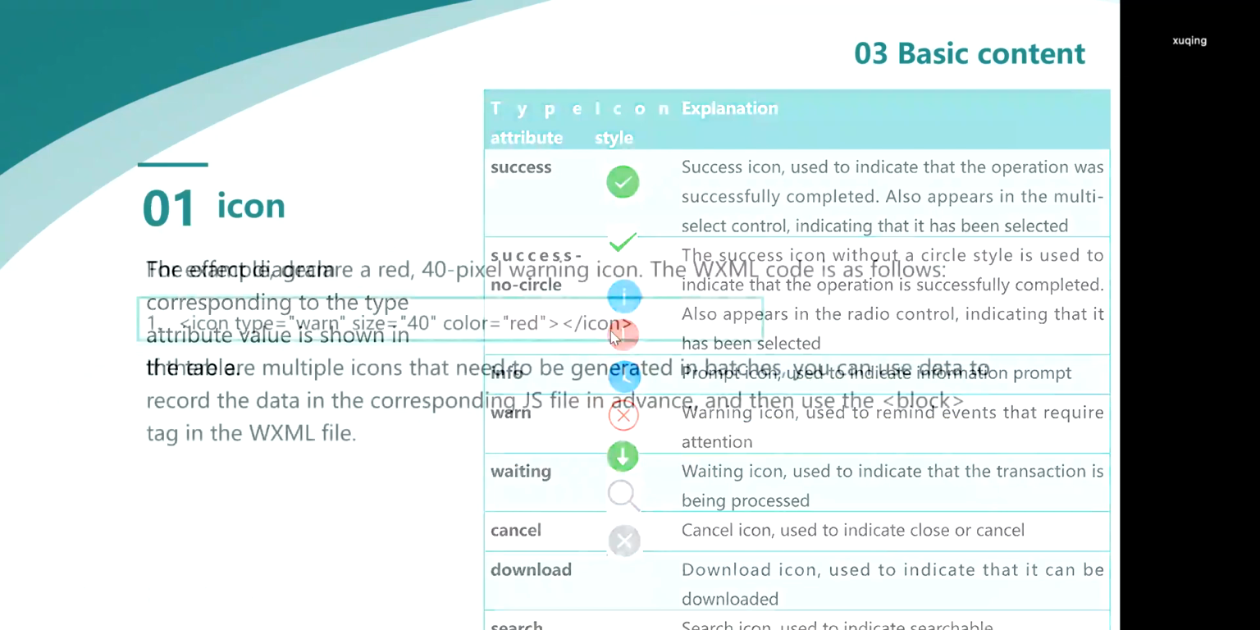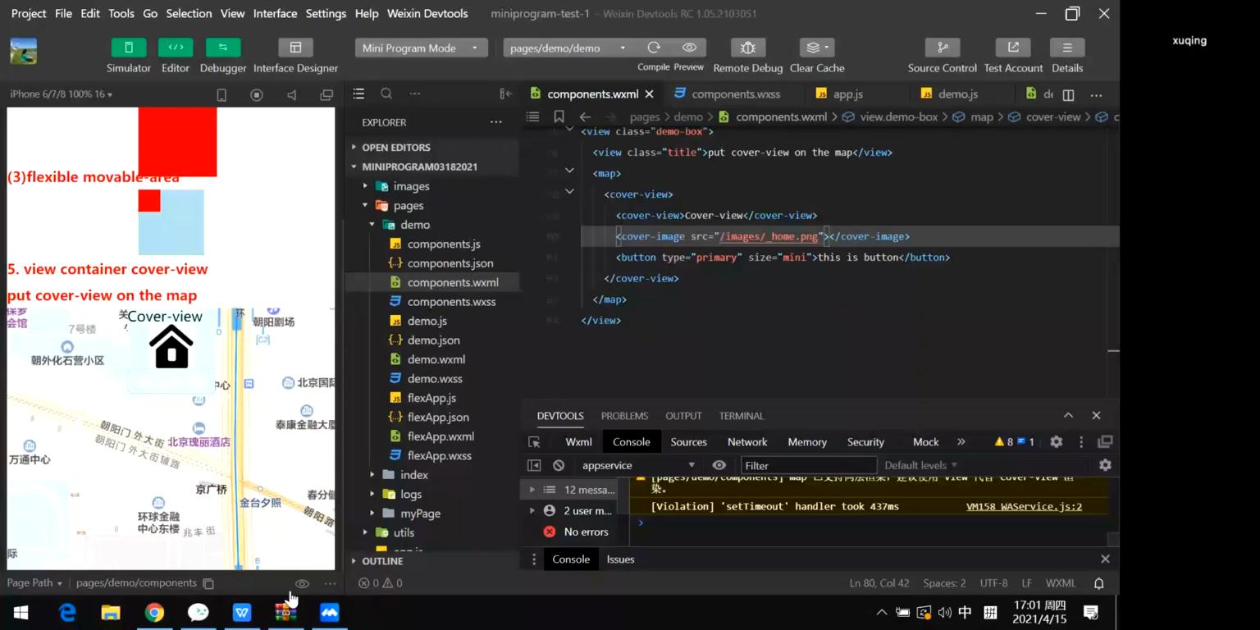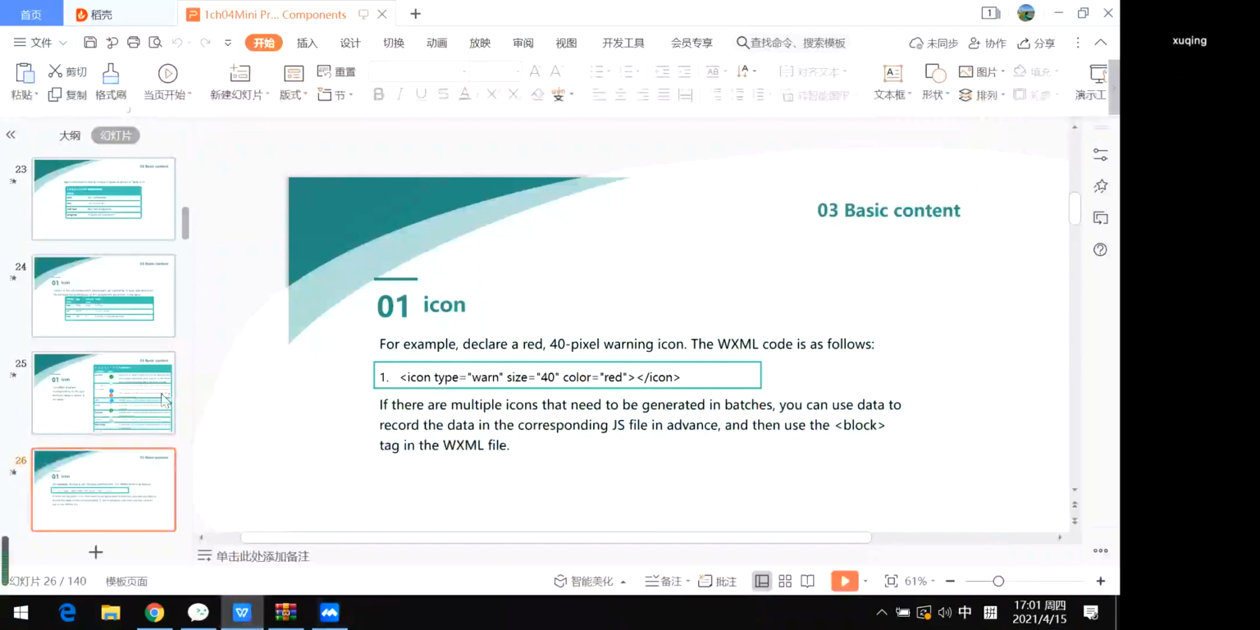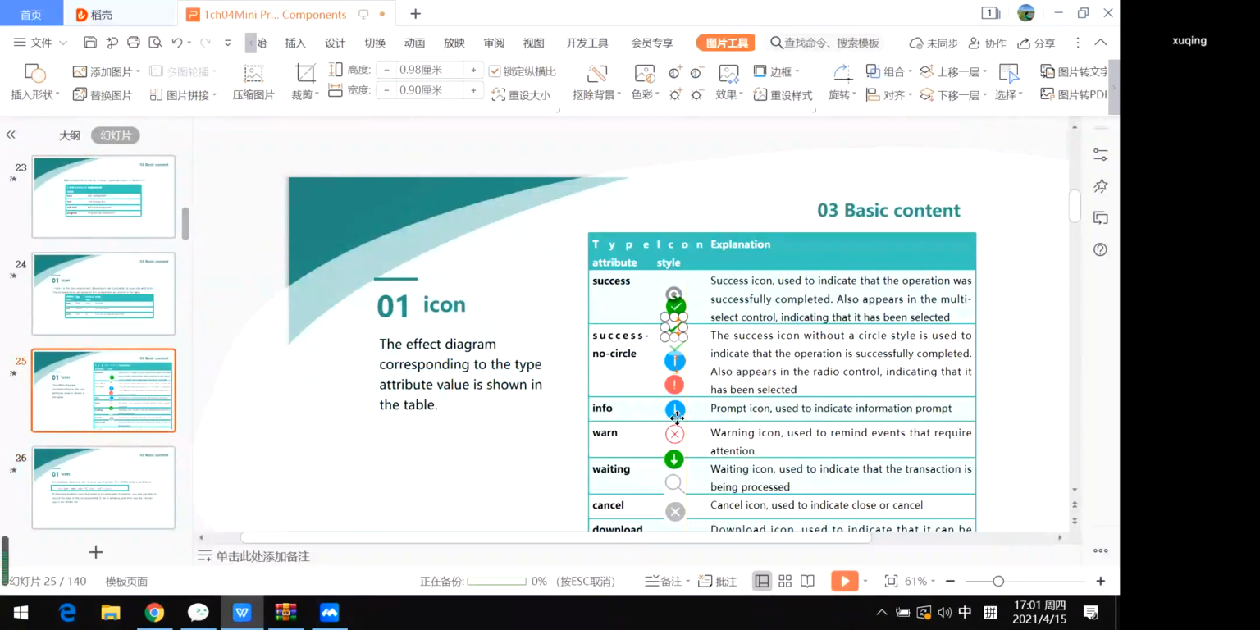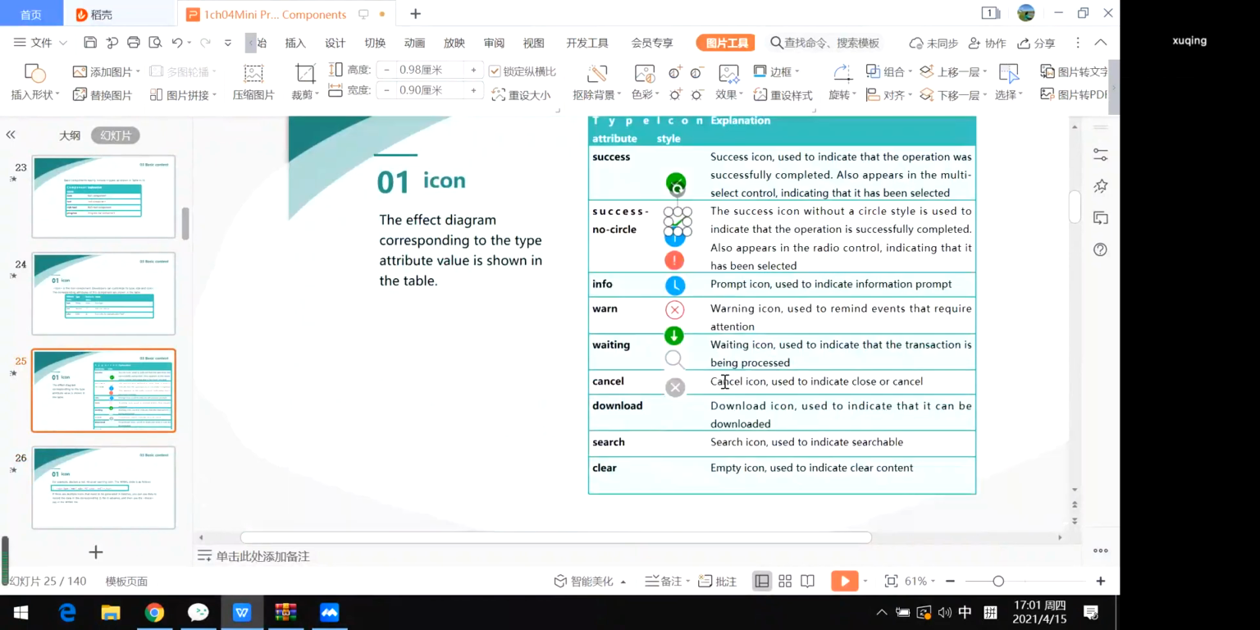I'm sorry, it's difficult. I have put it, but it's changed to the place. That's why it's like this now. It is too long. Normally it should be like this: search, download, cancel, waiting, warn, info. Okay, now it's okay.